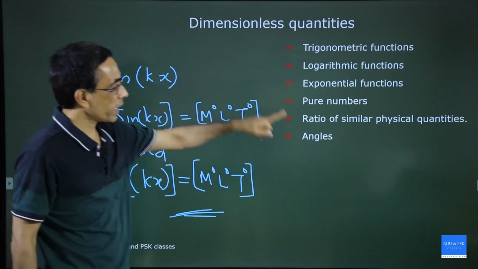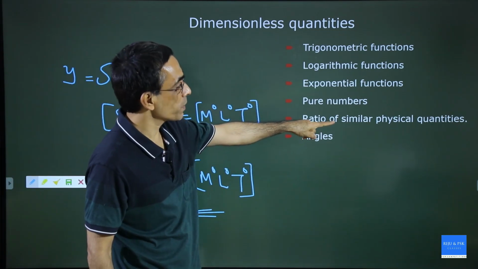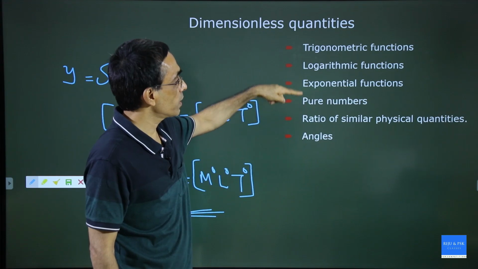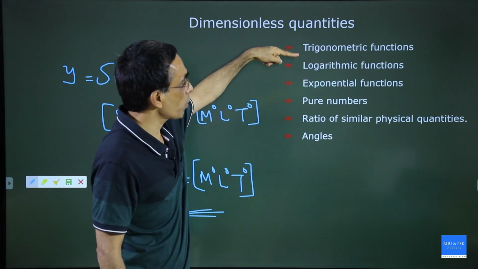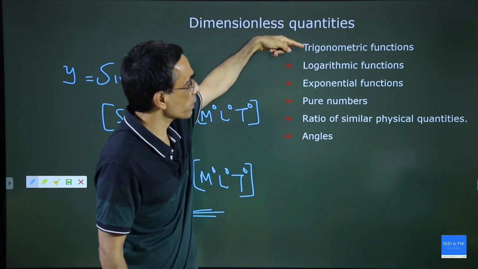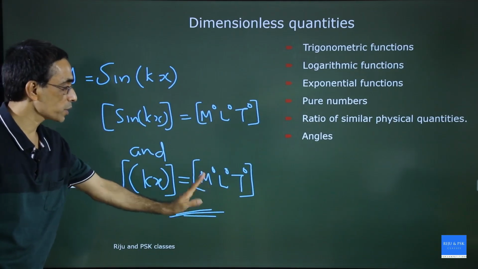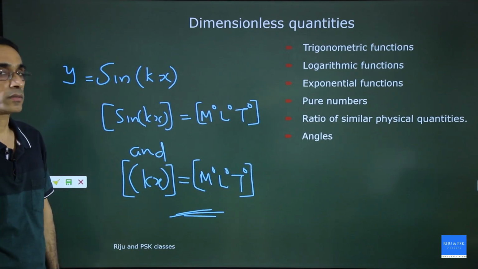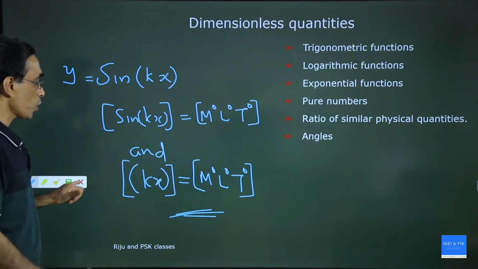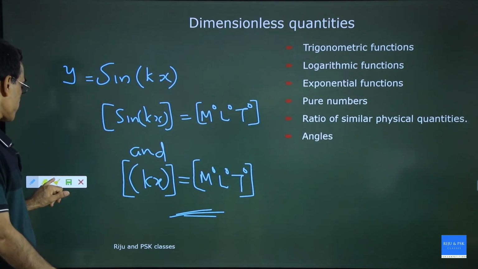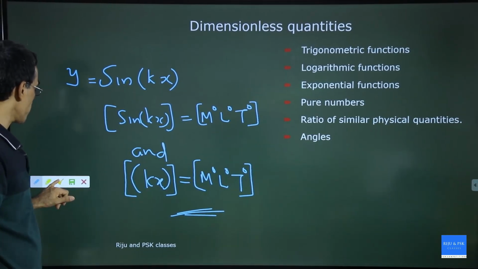So angles, ratios of similar physical quantities, pure numbers, exponential functions, logarithmic functions and trigonometric functions are all dimensionless. Everywhere M0 L0 T0 comes. Okay. Don't worry, when we do questions, these things will become more clear. But this is something that you need to study by heart.